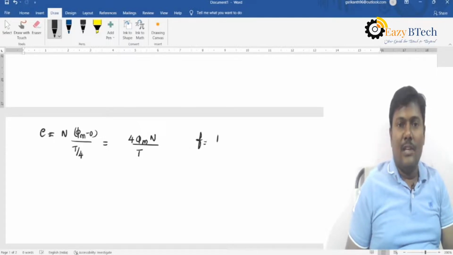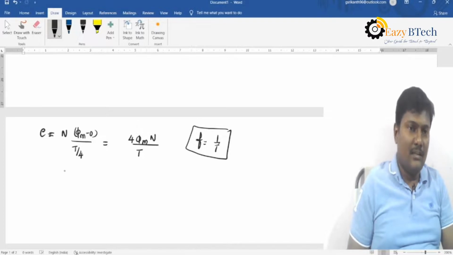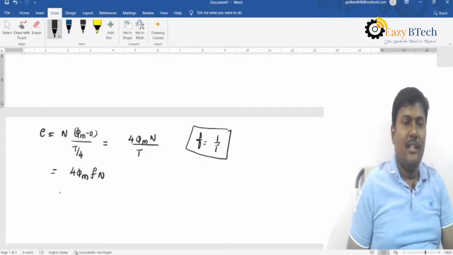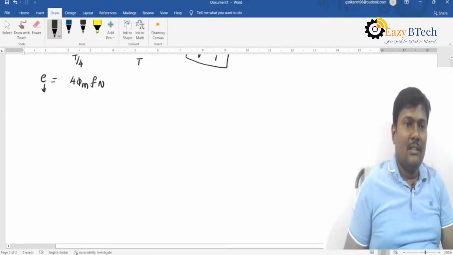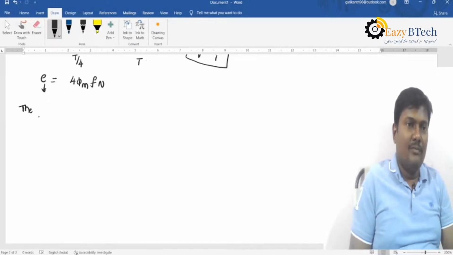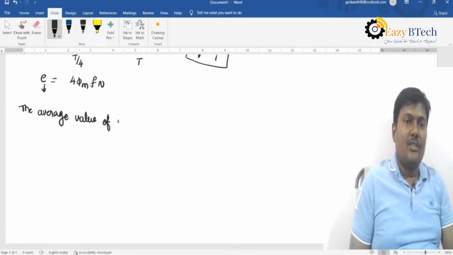So the frequency is the inverse of time period. So 4 into phi m into the 1 by T value, which is f, into N. This EMF is called the average value of induced EMF in a conductor.